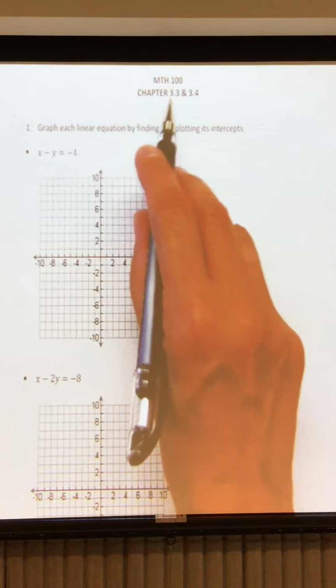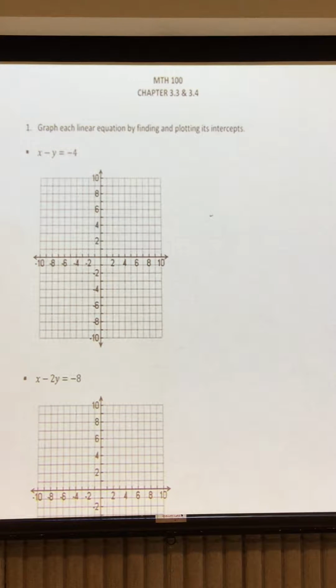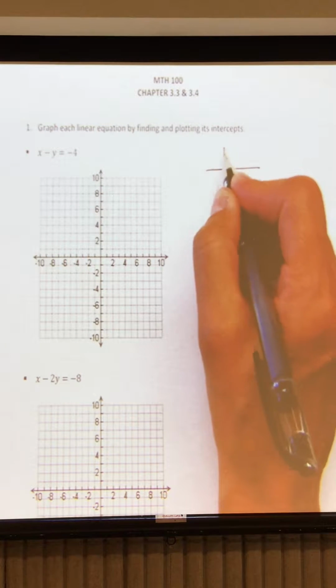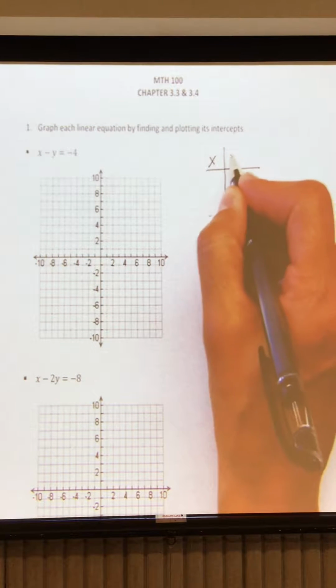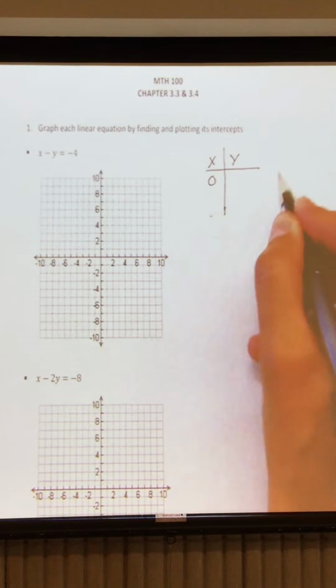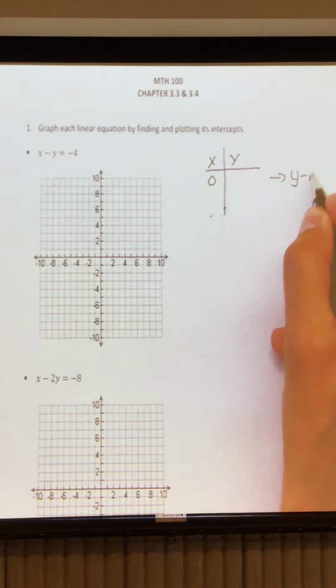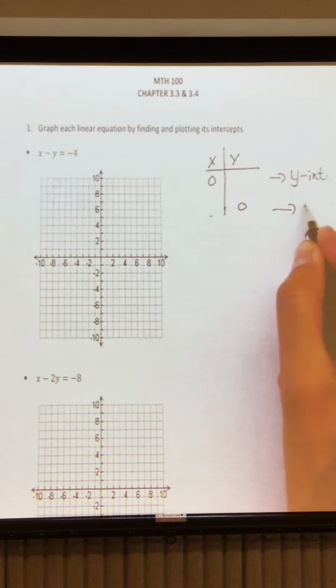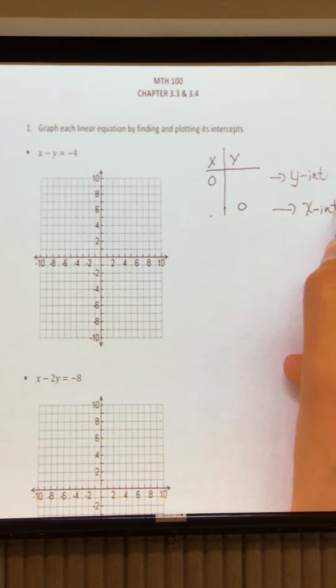Let us begin Chapter 3, Sections 3 and 4. Graph each linear equation by finding and plotting its intercepts. So let's make a table with values of x and y. When x is equal to 0, we have our y-intercept. And when y is equal to 0, we have our x-intercept.